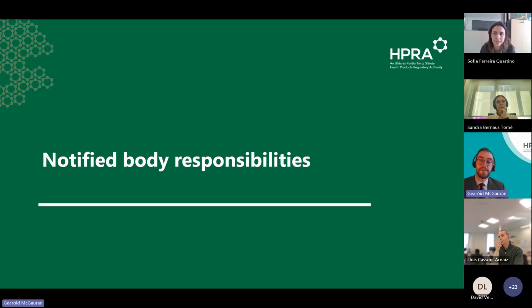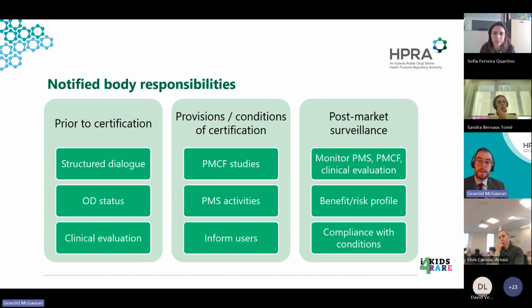So moving on to the more procedural elements, I'll briefly speak on some of the notified body responsibilities. The notified body is encouraged to engage with manufacturers of orphan devices prior to certification in structured dialogues early on to support the manufacturers in navigating the regulatory system. They can provide guidance and advice on whether the device meets the actual orphan device status. They can also help set expectations for what might be required in general from a clinical evaluation perspective and the clinical development strategy for an orphan device.